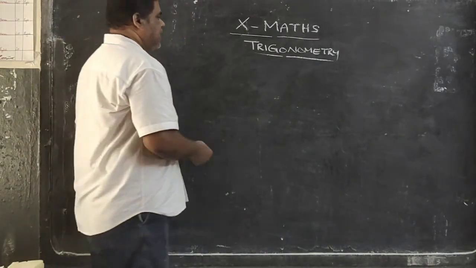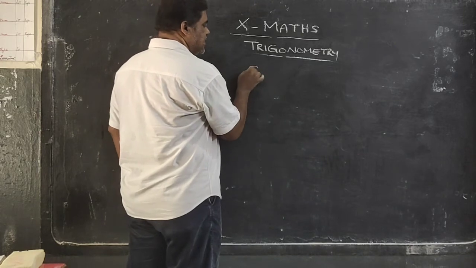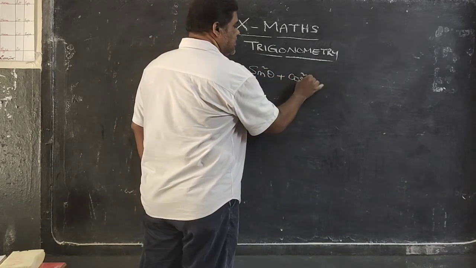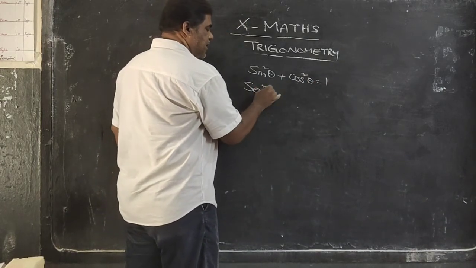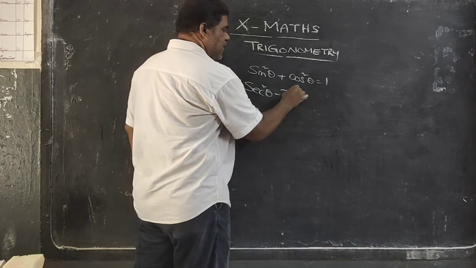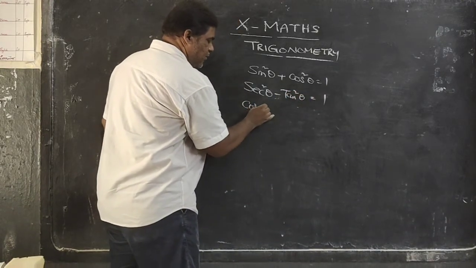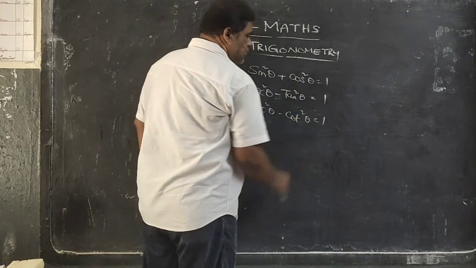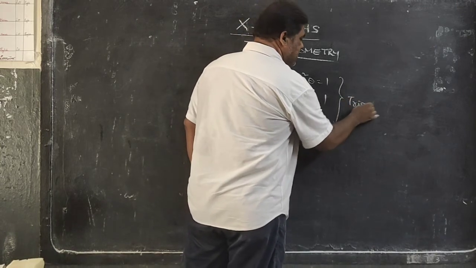So we used three formulae for finding the trigonometric ratios. One is sin square theta plus cos square theta, this is 1. Second one is secant square theta minus tan square theta is 1. Third one is cosecant square theta minus cot square theta is 1. So these three are called trigonometric identities.